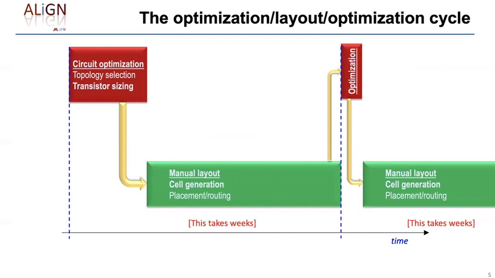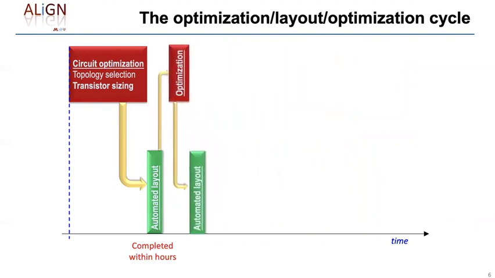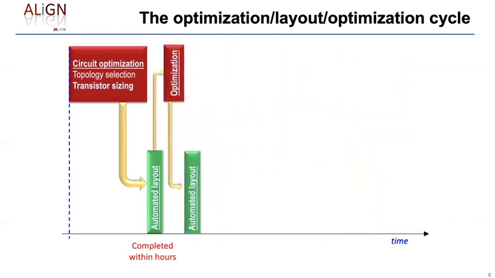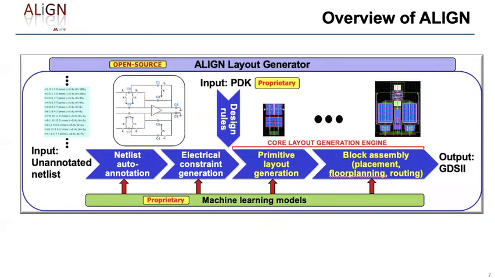Align's goal is to replace the green box by an automated solution that's fast and is completed in minutes to hours. And by doing this, it enables faster iterations, a larger number of design iterations, and therefore leads to better performing circuits. The overall scheme for Align is as shown in this graphic.